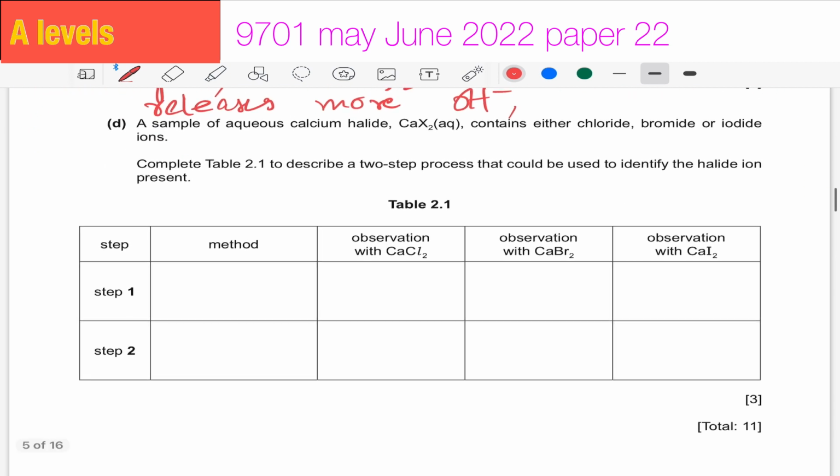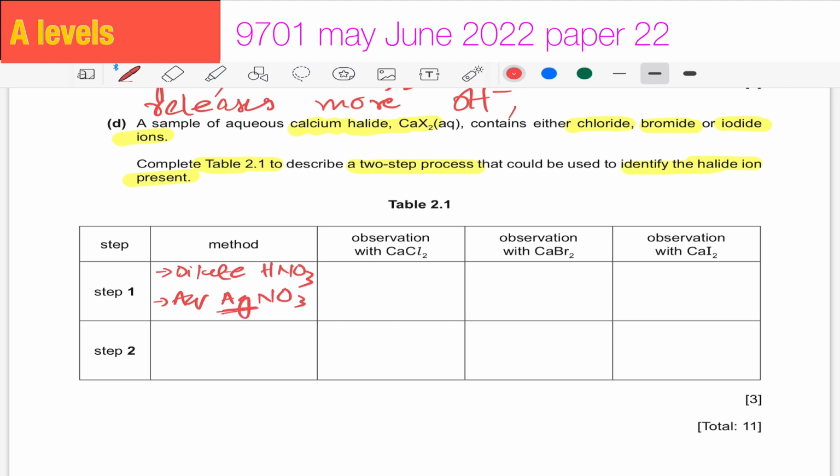All right, now the last part is a sample of aqueous calcium halide containing either chloride, bromide, or iodide ions. So we have an aqueous calcium halide which contains either chloride ion or bromide ion or iodide ion. Complete table 2.1 to describe a two-step process that could be used to identify the halide ions present. So we just have to complete this table for the test for halide ions. Right, so what is the test for halide ions? First we acidify with dilute nitric acid, and then we add aqueous silver nitrate.